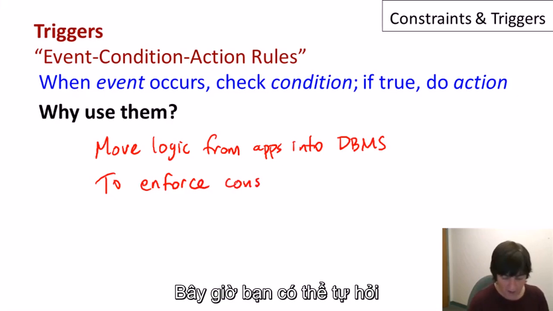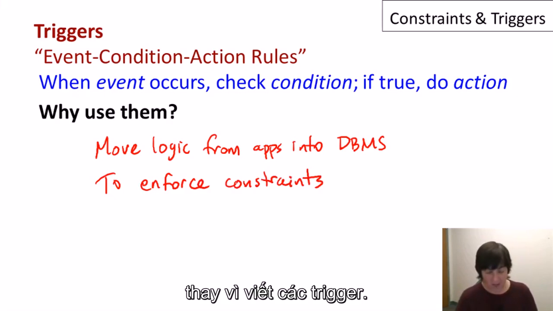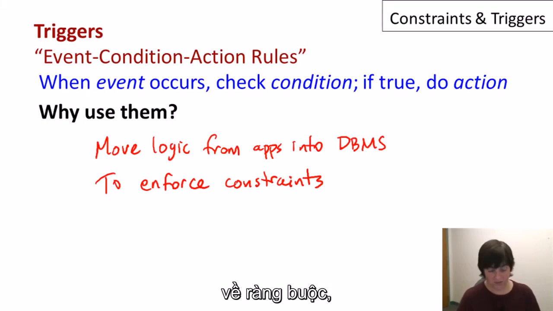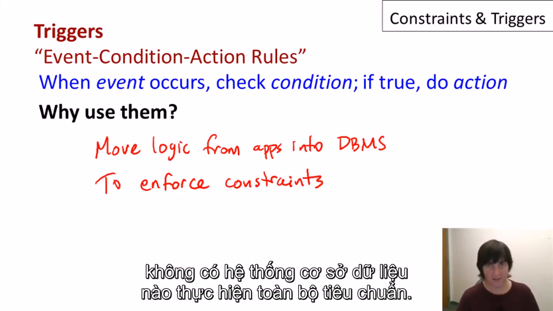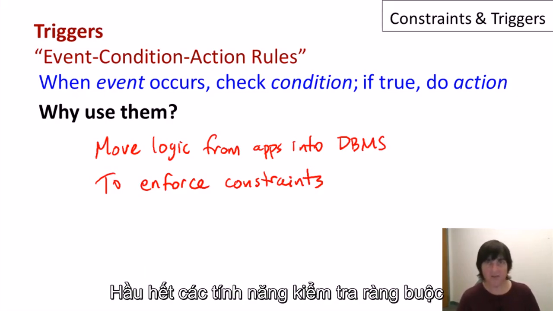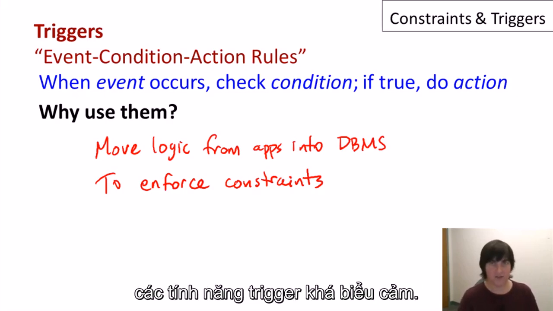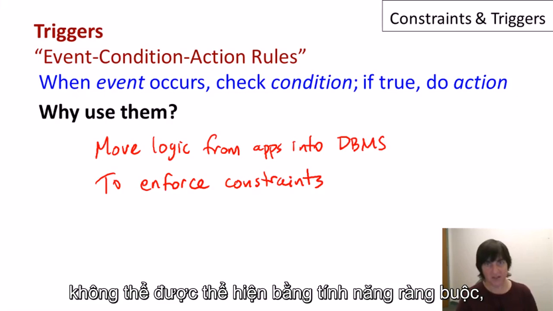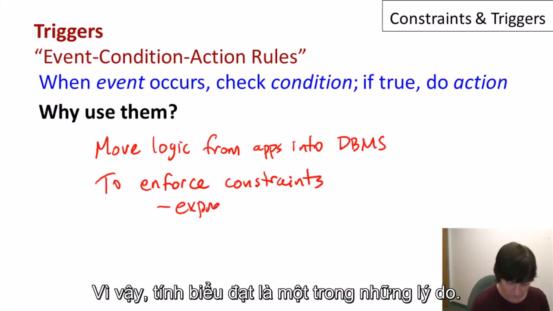Now, you might wonder, why would people not simply use the constraint system instead of writing triggers? The reality is that even though the SQL standard is very expressive in terms of constraints, especially when you consider the general assertion feature, no database system implements the entire standard. Most of the constraint checking features are somewhat limited. On the other hand, the trigger features are quite expressive. So there's a large class of constraints that can't be expressed using the constraint feature, but can be expressed using triggers. So expressiveness is one of the reasons.